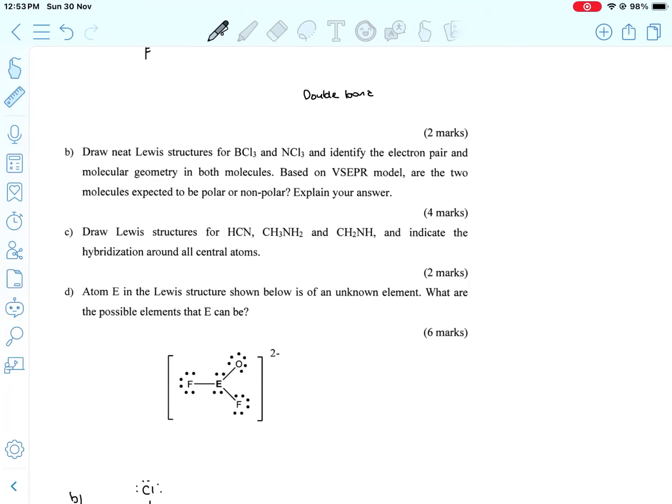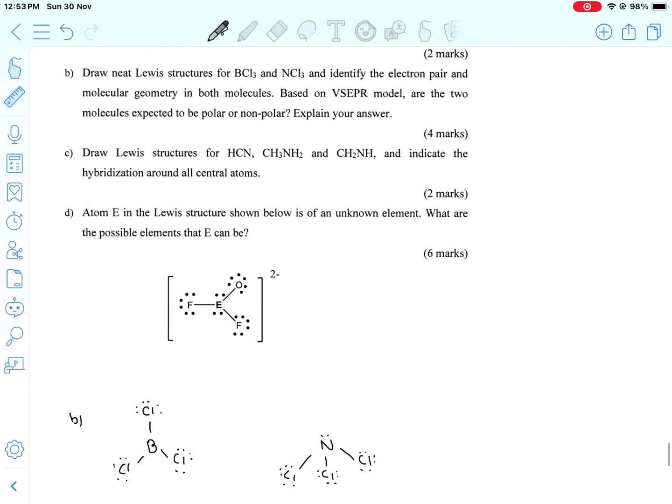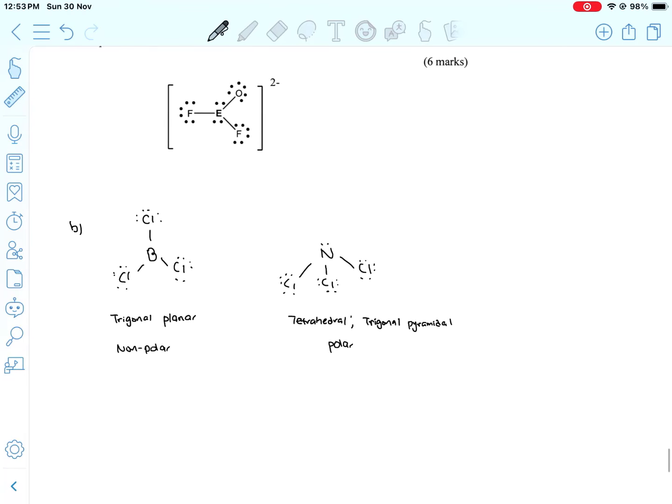Question 1 part B asks us to draw the Lewis structure for these two molecules, BCl3 and NCl3. So using the same method, you can draw it easily. And for BCl3, the electron geometry and molecular geometry are the same. But for NCl3, they are tetrahedral and trigonal pyramidal. NCl3 is polar because it is an asymmetrical shape.